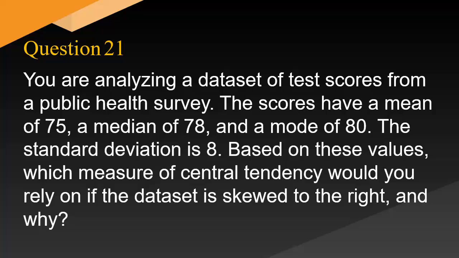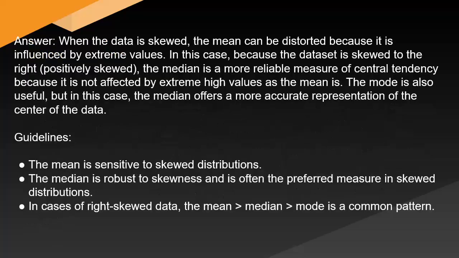You are analyzing a dataset of test scores from a public health survey. The scores have a mean of 75, a median of 78, and a mode of 80. The standard deviation is 8. Based on these values, which measure of central tendency would you rely on if the dataset is skewed to the right, and why? Answer: When the data is skewed, the mean can be distorted because it is influenced by extreme values. In this case, because the dataset is skewed to the right, positively skewed, the median is a more reliable measure of central tendency because it is not affected by extreme high values as the mean is.